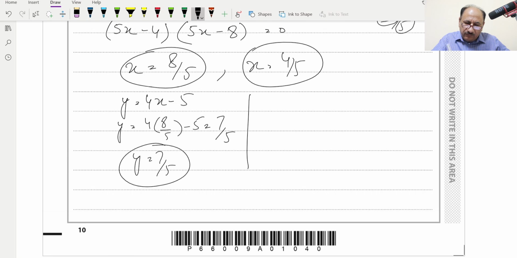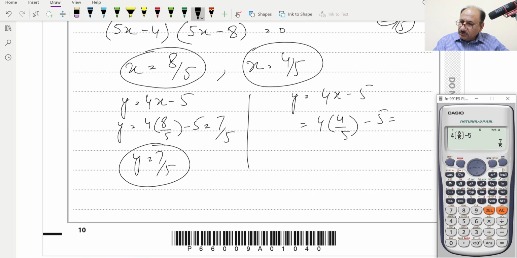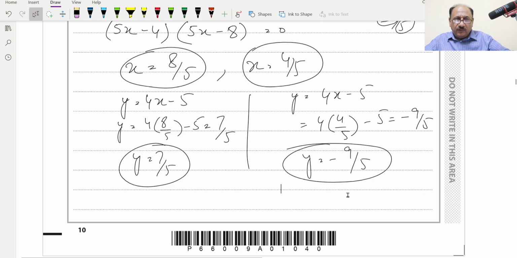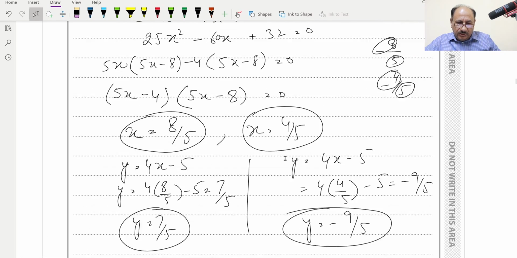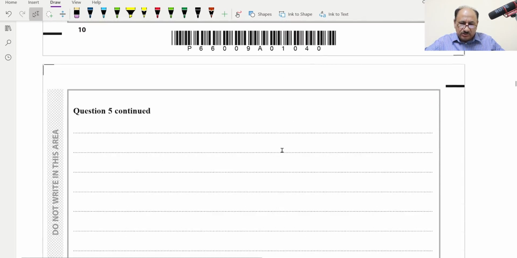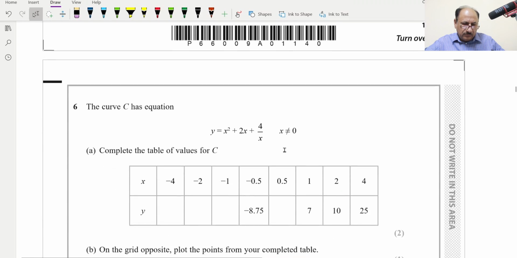And for x equal to 4 by 5 we can find the y value also, 4x minus 5, and this will be 4 into 4 over 5 minus 5, and this will be equal to what? This one we can just replace here 4, and this will be giving us minus 9 by 5, so y is equal to minus 9 over 5 will be this value. So we found basically these points, and this is done. The simultaneous equation is solved, and now we can move to question number 6.